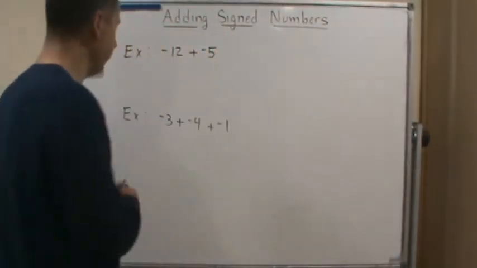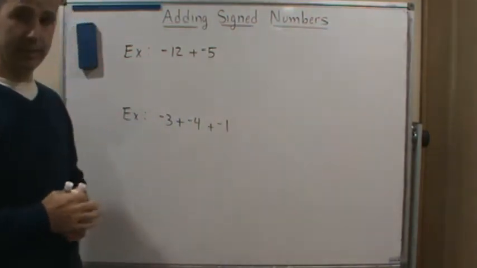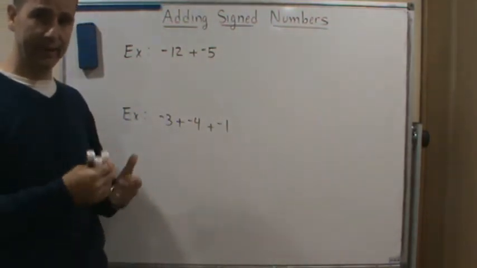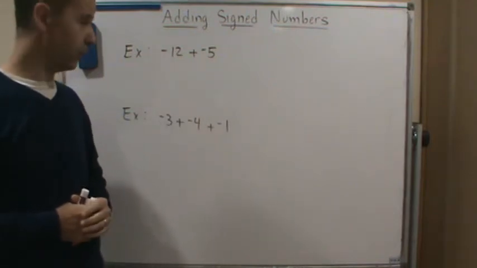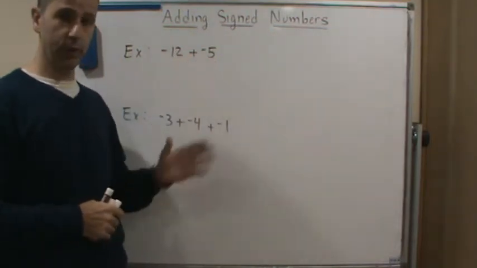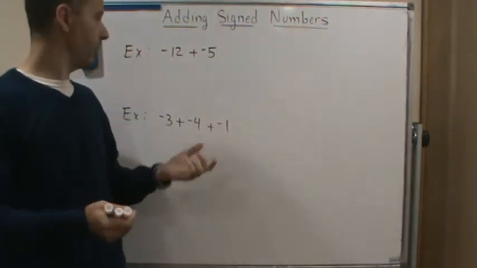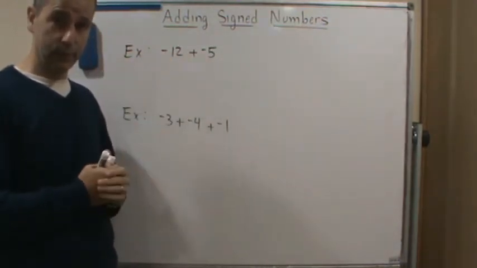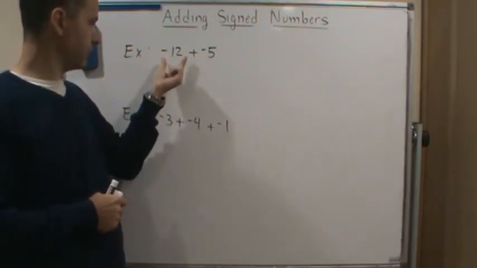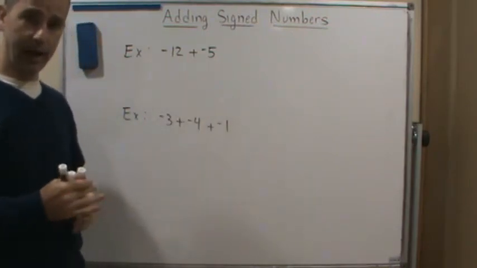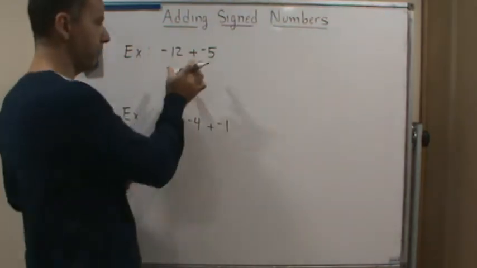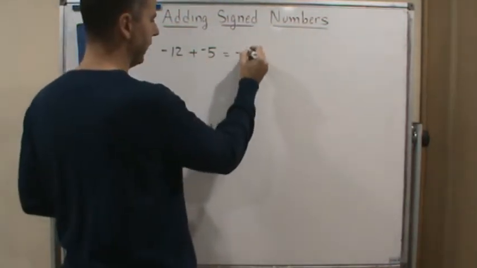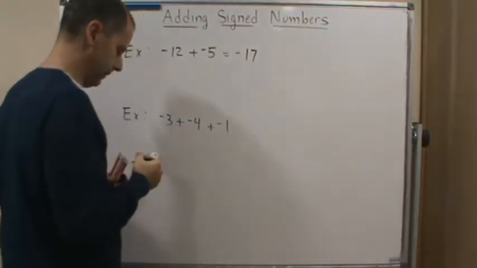So they have the same sign. So remember the steps. We're going to take the absolute value of both of these numbers. We're going to add them and then give them the sign that they start with. So both of these are negative, so we know our final answer has to be negative. So all we do is we ignore the negative signs by taking the absolute value. So we're just going to pretend this is 12 and 5. 12 and 5 equals 17. And since they're both negative, we know our final answer has to be negative. So it's going to be negative 17.